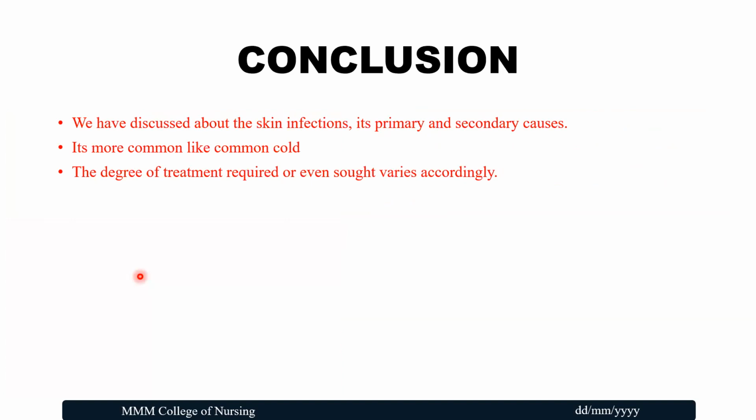So I'd like to conclude my topic. There are a lot more skin infections to be discussed. There are primary and secondary causes, and it is more like a common cold, so it comes and goes. The degree of treatment can vary. If you see a physician earlier, then it can be treated. Sometimes if help is sought late, then it might be fatal.